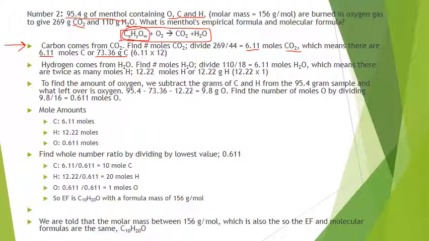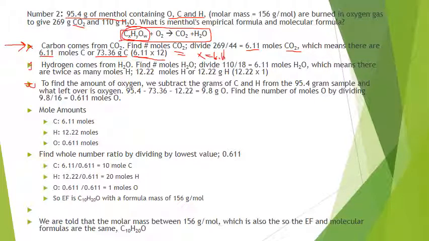Now the other thing that we're going to need is also the mass of the carbon. So 6.11 moles of carbon is also 73.36 grams of carbon. Okay, you take the amount of moles times the molar mass. And we'll see why we do this when we get to this step right here, which is finding W. So we're finding X right now, and then Y, and then W. Right now, X equals 6.11.